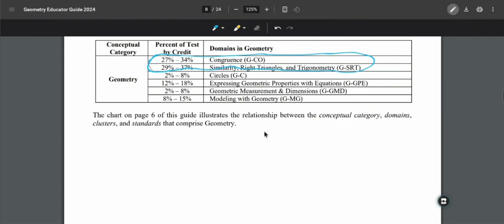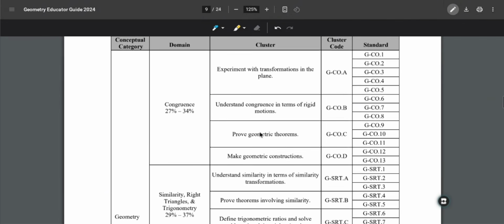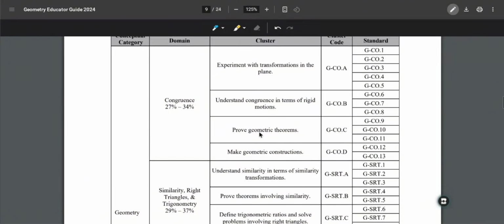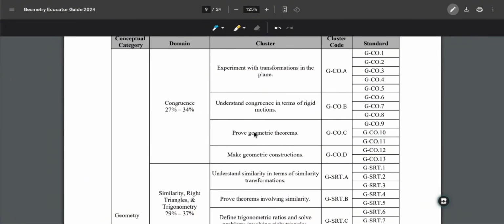So what does this look like? In congruency, what they're going to test you on is experimenting with transformations in the plane. Can you reflect? Can you rotate? Can you translate? Can you dilate? Understanding congruency in terms of rigid motions: does dilation preserve congruency? Are the sides the same when you dilate? Does it perform a rigid motion? Prove geometric theorems: can you apply what you learned in terms of triangle congruency in order to prove that sections of a triangle are congruent, that two triangles are congruent, and making geometric constructions.